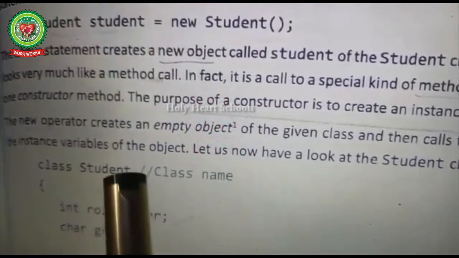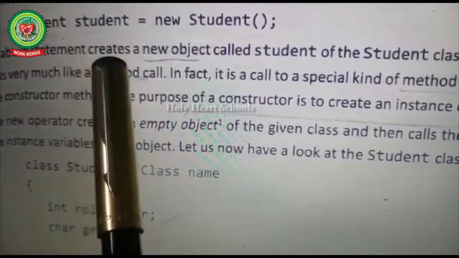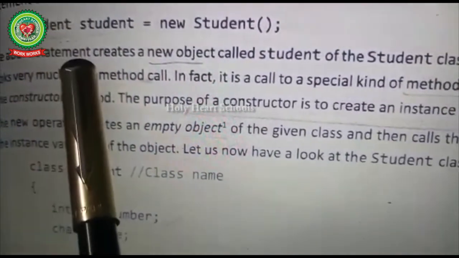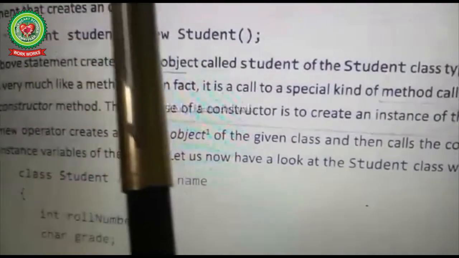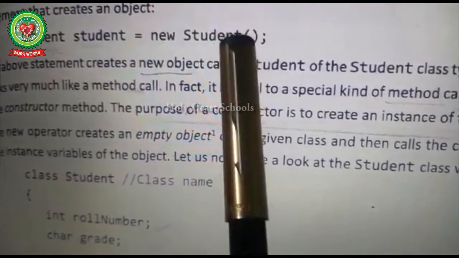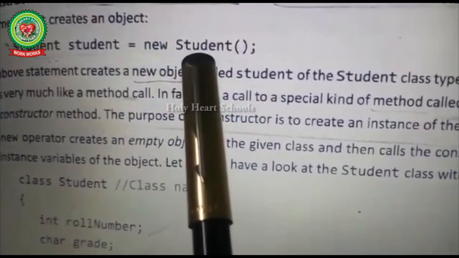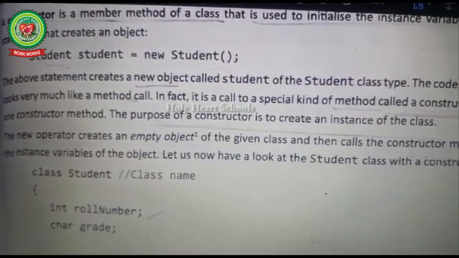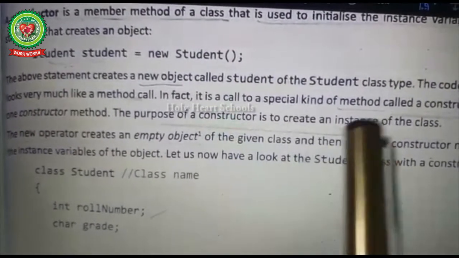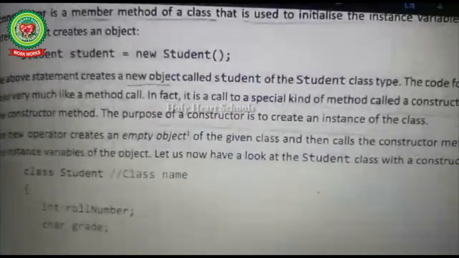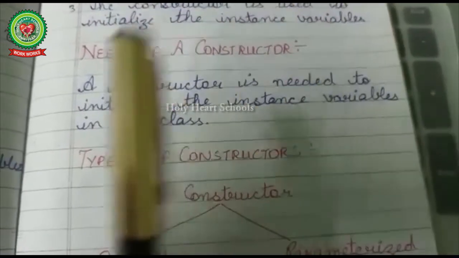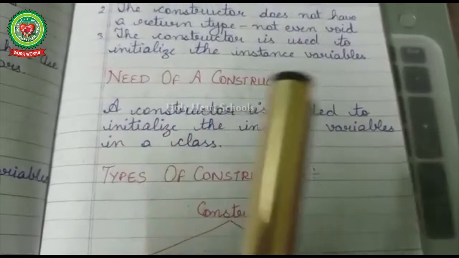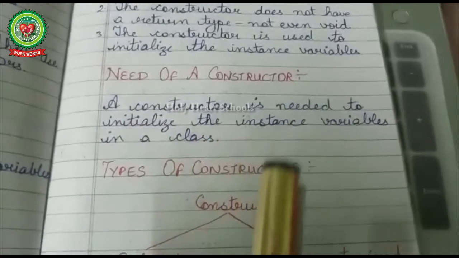For example, in the Student class, you are going to create an object of Student. So, we'll write Student objectName = new Student(), where Student is the class name. So, every class has a default constructor that is used to create an instance of the class. Students, why do we need a constructor? A constructor is needed to initialize the instance variables in a class.